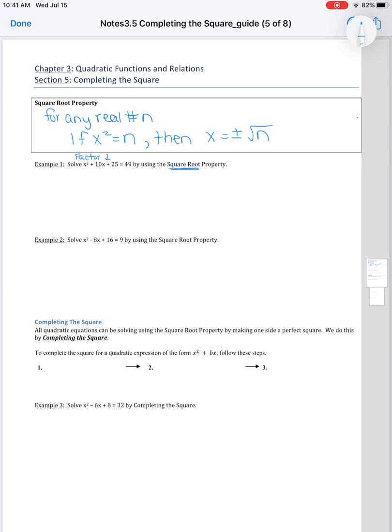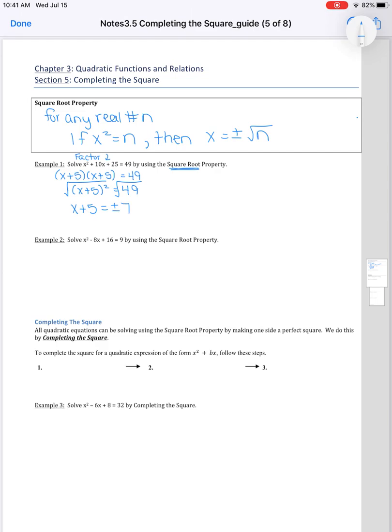So if you're asked to solve x squared plus 10x plus 25 equals 49 by the square root property, they're telling you that you have a perfect square there. So we're going to factor this left-hand side. We're looking for two numbers that multiply to get 25 and add to get 10. You're going to find that your parentheses are x plus 5 times x plus 5. But instead of writing x plus 5 twice, we're going to combine them into a single expression and say x plus 5 squared.